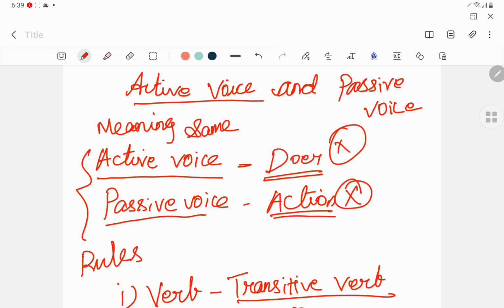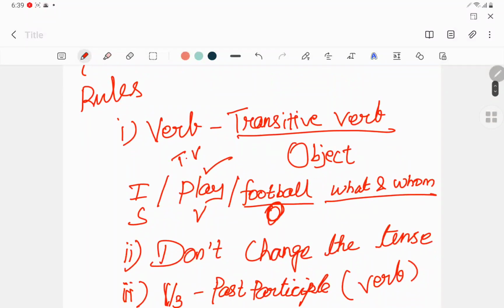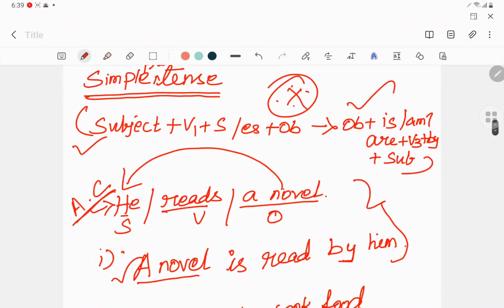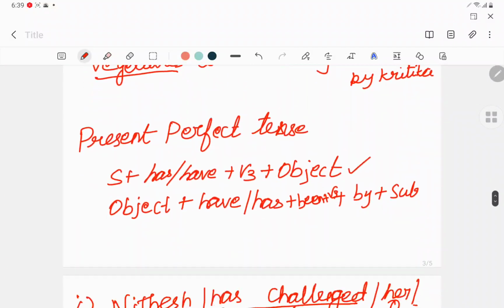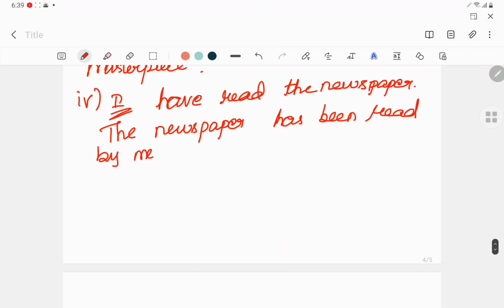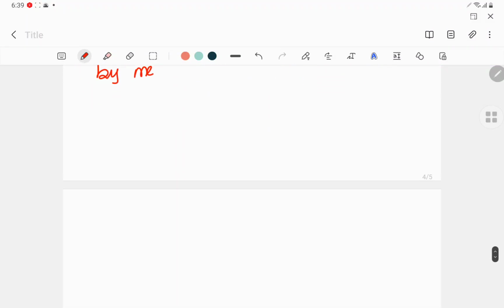Okay, so that is called active voice and passive voice. If you know the rules very well, it is easy for you to understand all those things. Is it clear? In our next class we will see the structure for past tense in active voice and passive voice, and future tense also we can see. Okay, thank you so much.